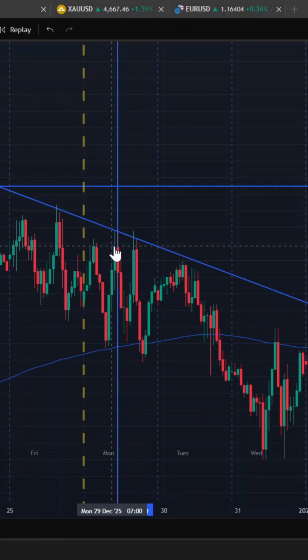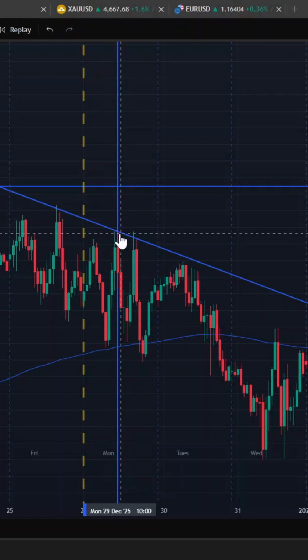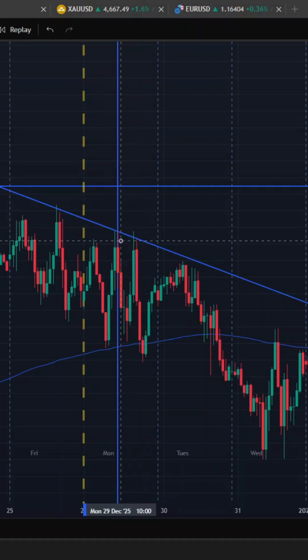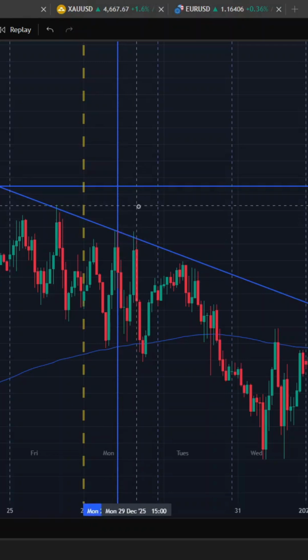Anytime the market goes back into the trend line, you must wait for liquidity. One, you must wait for liquidity to be swept, and two, you must wait for a break of structure to occur. These are the two things you have to wait for: liquidity to be swept, a break of structure, and then it retests the market.